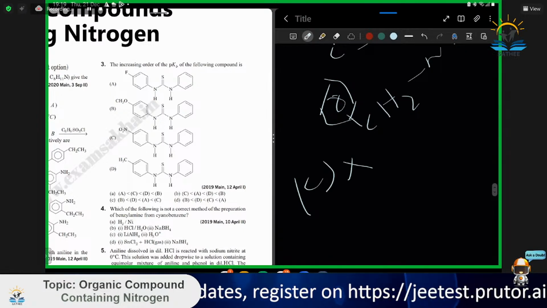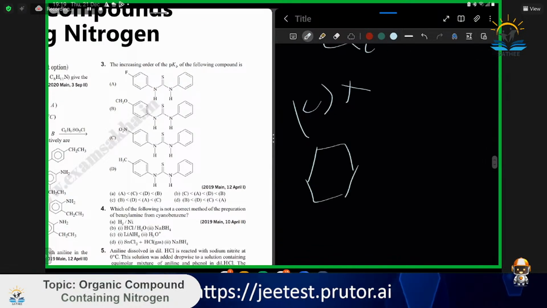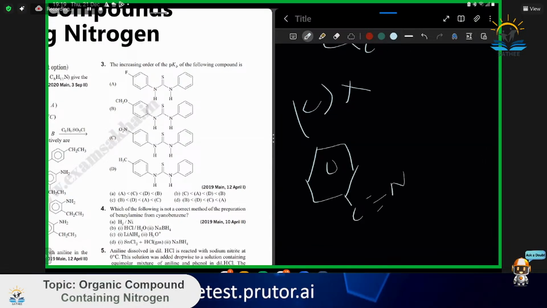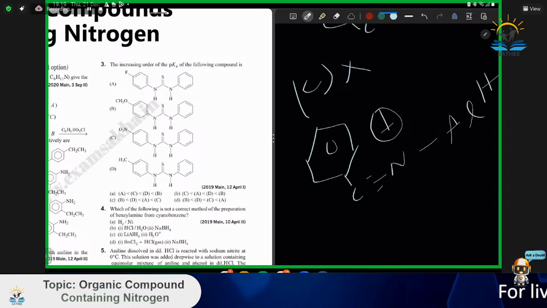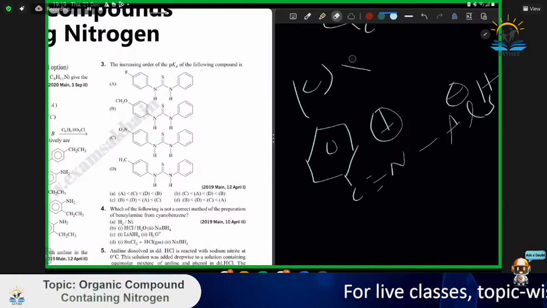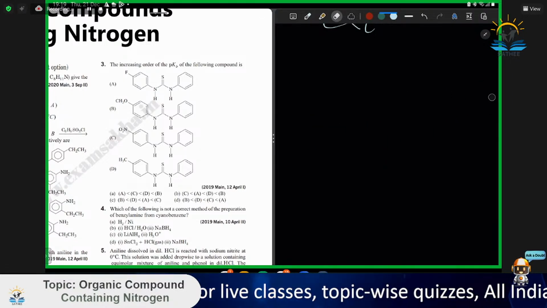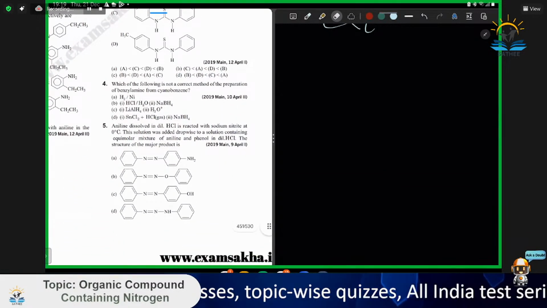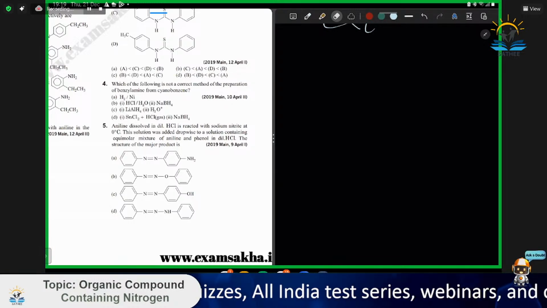Your C won't work because if you add LiAlH4, it forms a complex with this RCN, N plus AlH3 minus. It will form a complex and you're not going to have a reduction reaction. So option C won't work. Fourth case, C is not a correct method to prepare benzylamine from cyanobenzene.